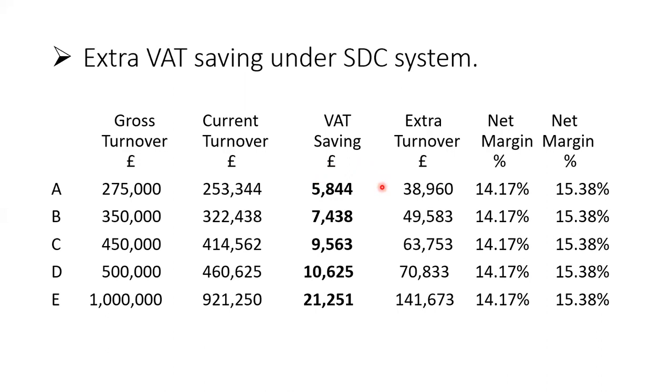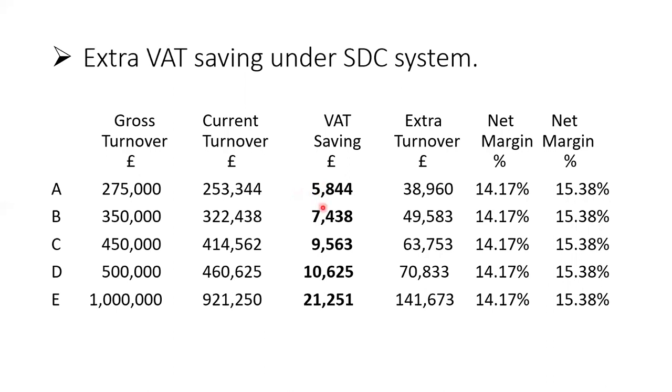Let's say if you want to make the same profit by just making sales, in the next year you have to make an extra £38,000 worth of sales to come up with that extra profit. So you can have this profit by just switching from one method to another, or you have to make another £40,000 worth of sales to achieve the same results. So why not just switch from FCA to SDC to have this extra profit?